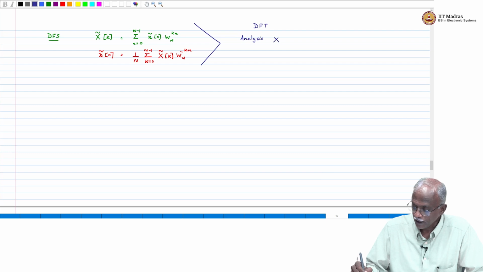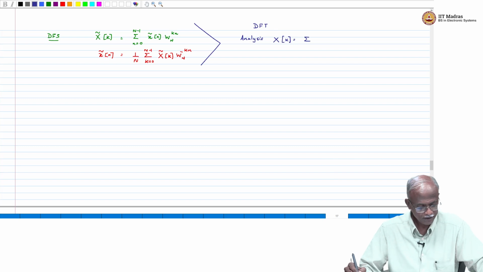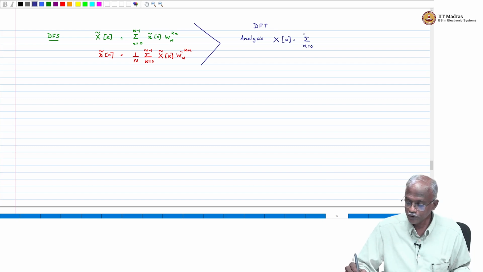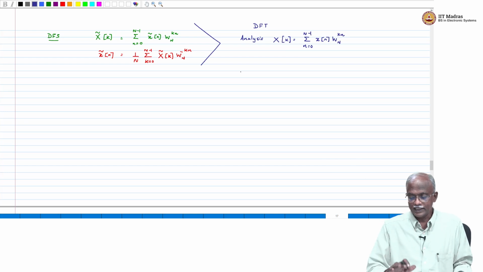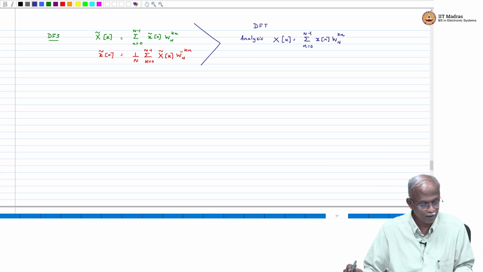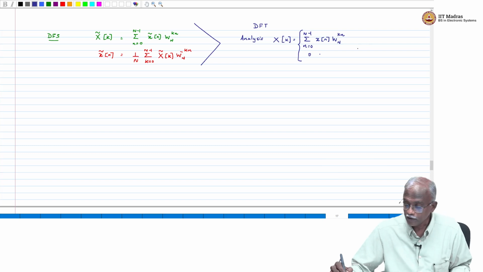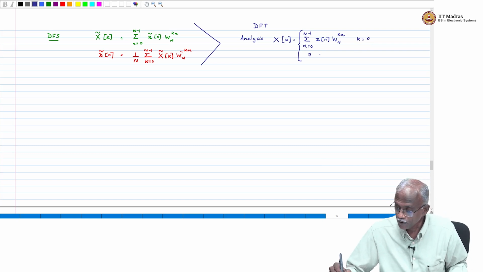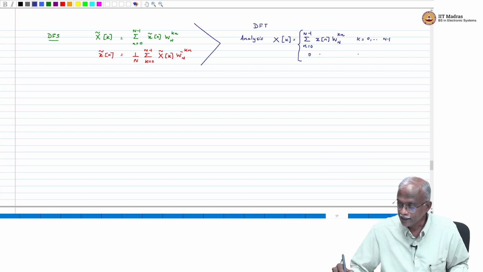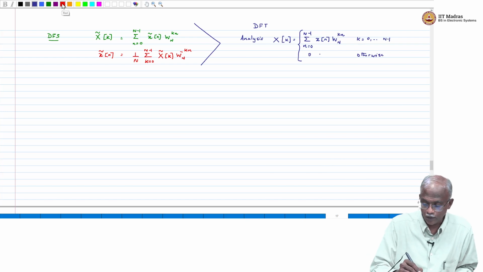DFT: X of k is equal to the summation n equal to 0 through N minus 1 of x of n W_N^{nk}. Exactly the same as this representation. However, we also specify that this is equal to 0 outside the range k equal to 0, 1 through N minus 1.